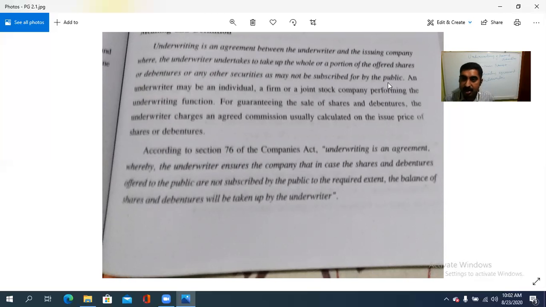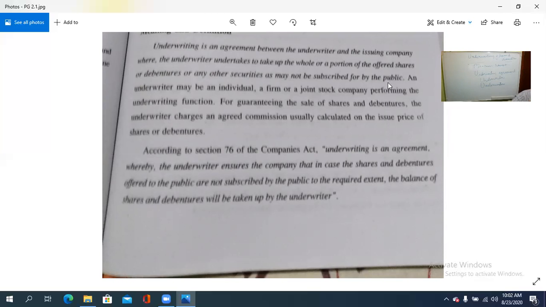So they are taking a whole or a portion of the offered shares or debentures or any other securities as may not be subscribed by the public. So that is the case with the underwriting. So what are there? Underwriters are there, underwriting agreement is there, and one more is there, underwriters. So this is the thing.